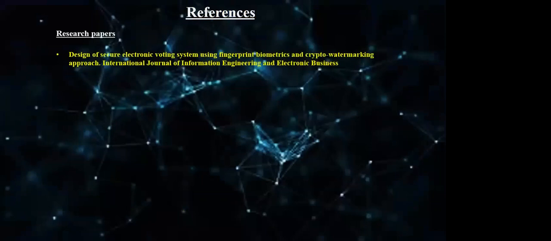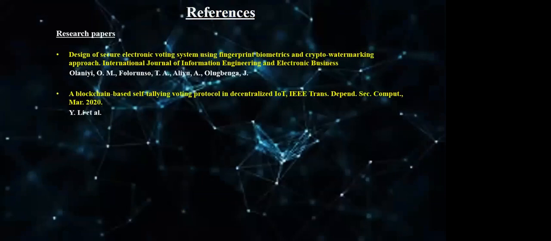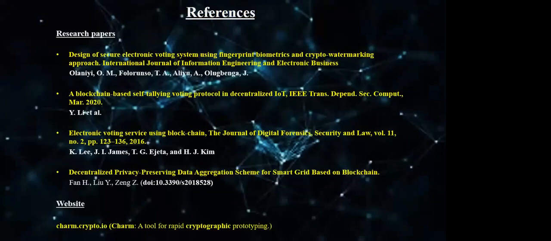And these are the references. As far as research papers are concerned, these are the 4 most important references. And I'd like to talk about this tool Charm. I basically used Charm, which is a Python-based rapid cryptographic prototyping tool, for implementing all of these procedures and algorithms. So this gave a lot of flexibility.